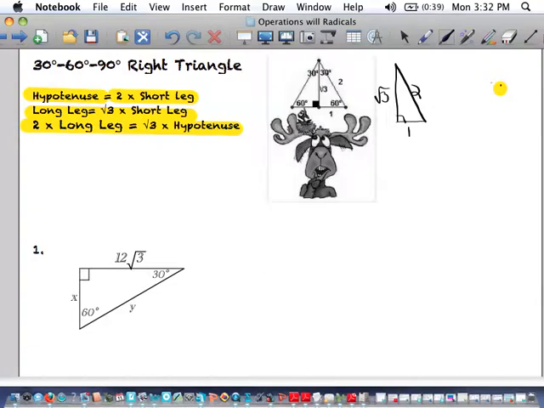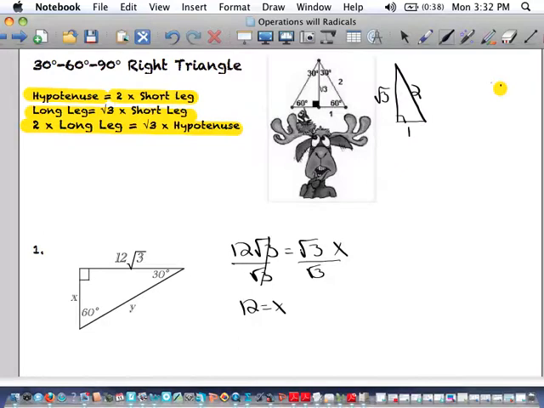So when we look at example 1, all we have to do is remember our relationships, and we can solve that for x and y. X is the short leg, so the long leg, 12 square root of 3, is equal to the square root of 3 times the short leg, which is x. To solve this for x, you'll divide both sides by the square root of 3. These will cancel, so x is equal to 12. So you have the short leg.